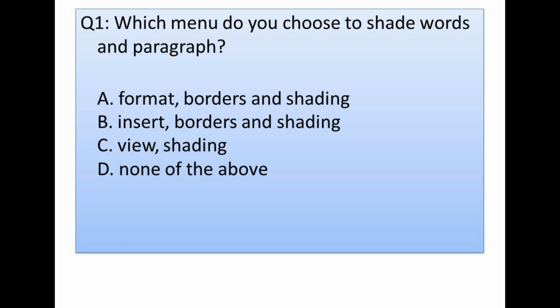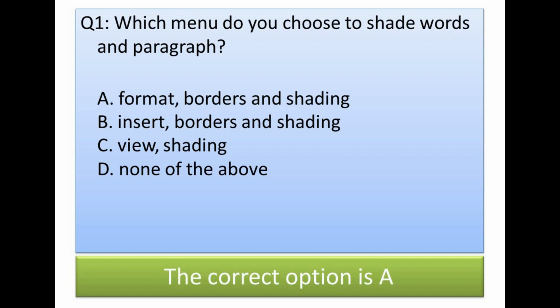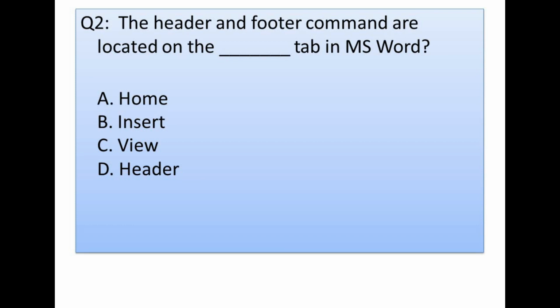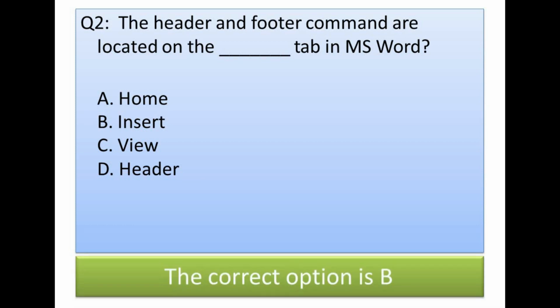Which menu do you choose to shed words and paragraph? Format, borders and shading, insert of borders and shading, view shading, none of the above. So the correct option is A. The header and footer command are located on the dash tab in MS Word. Home, insert, view, header. So the correct option is B.